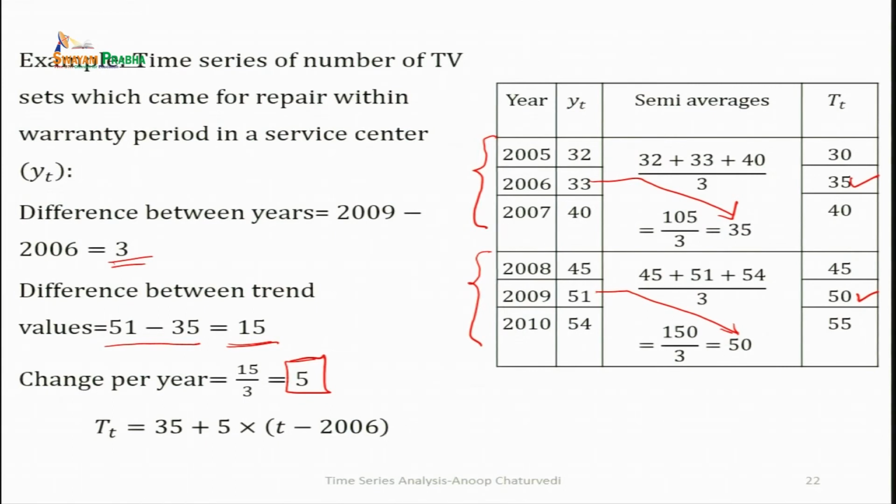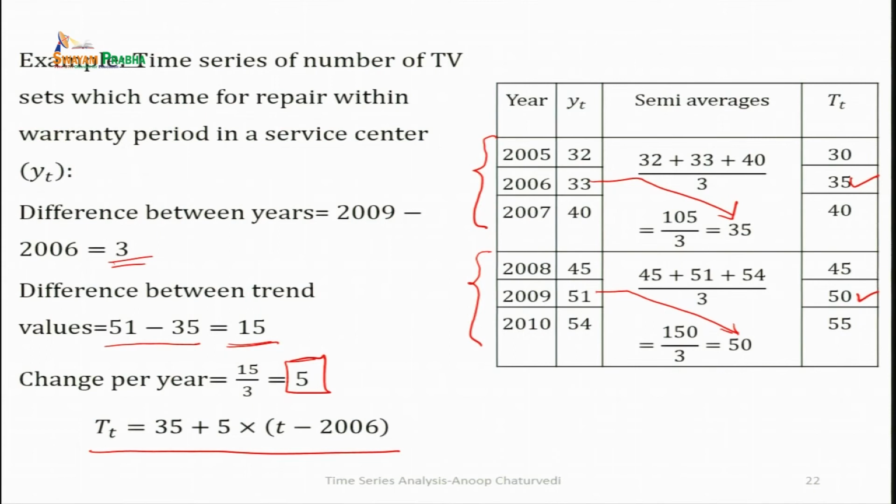In general, you can compute Tt for any year by using this formula: Tt equal to 35 plus t minus 2006. So, for 2005, t minus 2006 is equal to minus 1, so 35 minus 5. For 2007 it is 35 plus 2007 minus 2006, which is 1. So, you get 40 and so on. This is how you can compute different trend values.